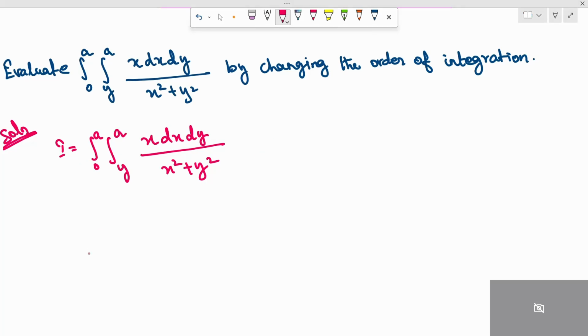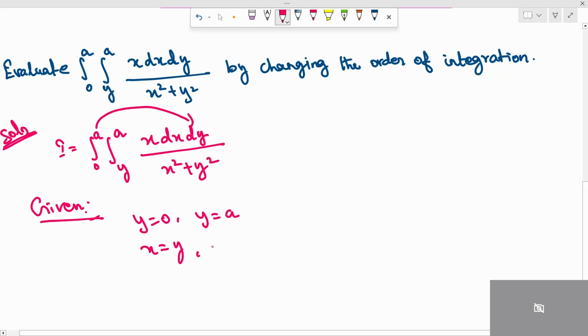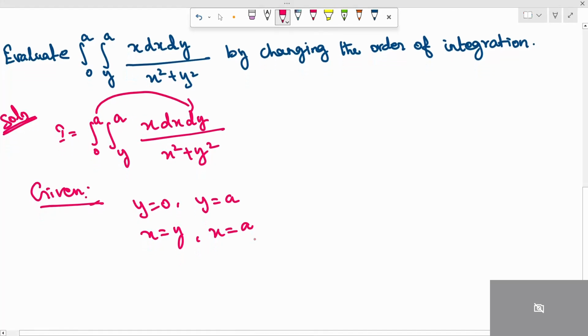First, in this method, we have to write clearly all the given limits. The outer limits are y limits: y is equal to 0, y is equal to a, and the inner limits are x limits: x is equal to y and x is equal to a. These are the given limits. First you write clearly all the given limits, and then in step 2 draw the diagram for the given limits.